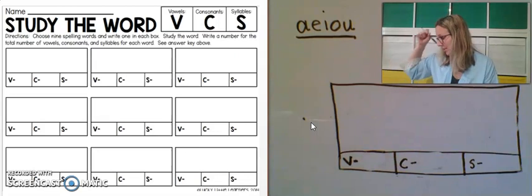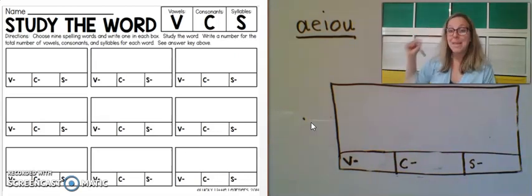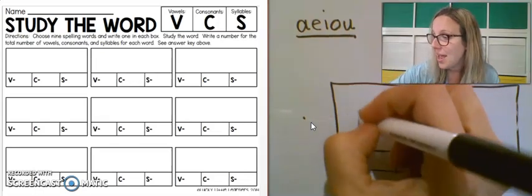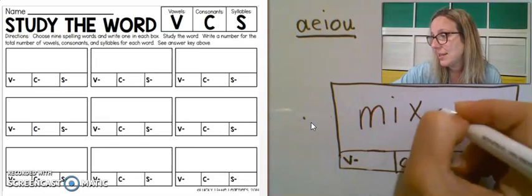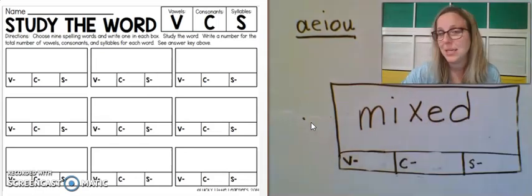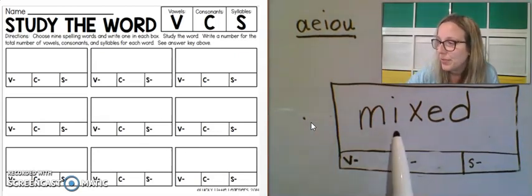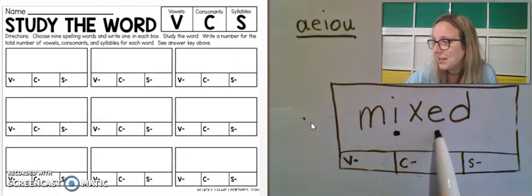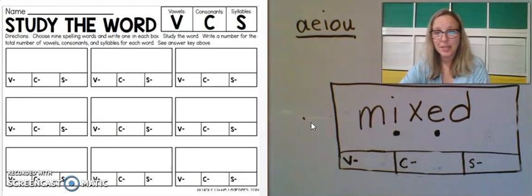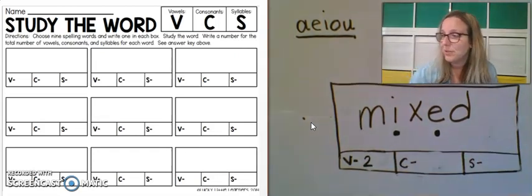So the next word that I'm going to choose is the word mixed. Okay? M-I-X-E-D. Mixed. Okay, let's look for our vowels, A, E, I, O, and U. Nope. Oh, there's an I. Nope. Oh, there's an E. Nope. Okay, I'm at the end of the word, and I see 1, 2 vowels. So I'll put a 2 for my vowels.